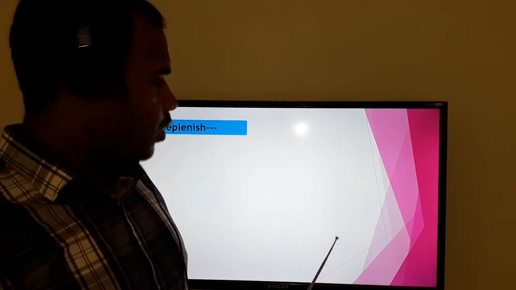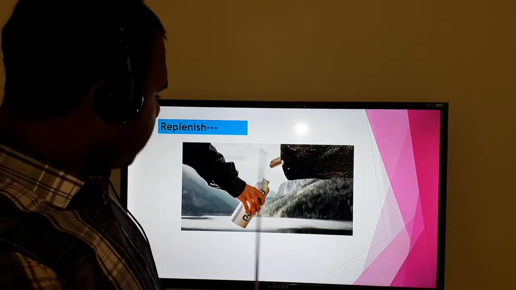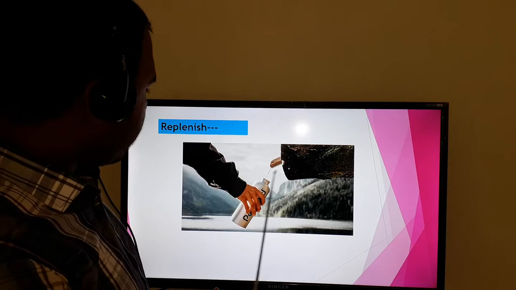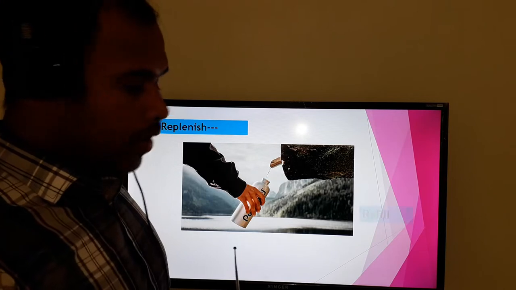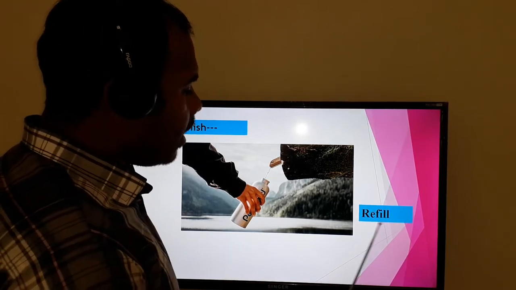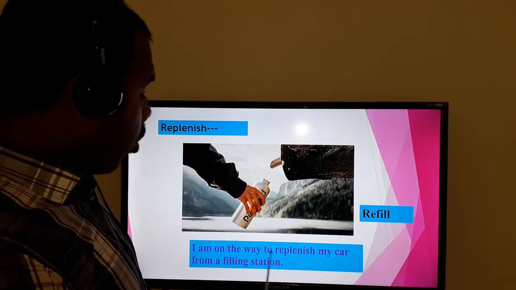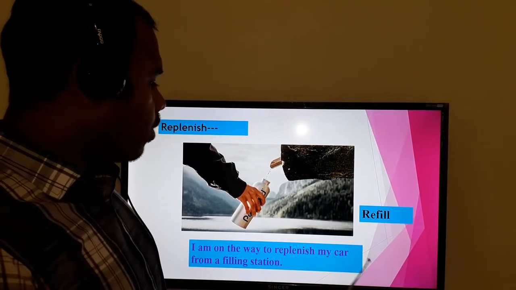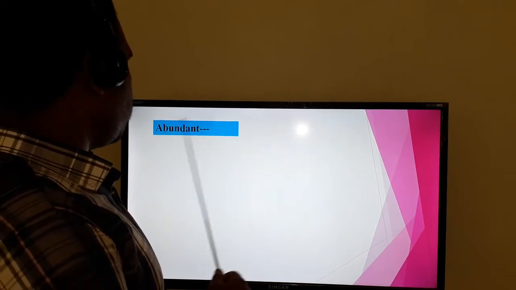replenish. What is the meaning of replenish? Now there is a picture, and observing this picture you can guess. Replenish means, you see, to refill or reload; this man is taking water again. That is called replenish. So we can see that it is refill. Refill means replenish. In a sentence we say: I am on the way to replenish my car from a filling station. That is, my car has run out of fuel and I need to replenish it. Okay.